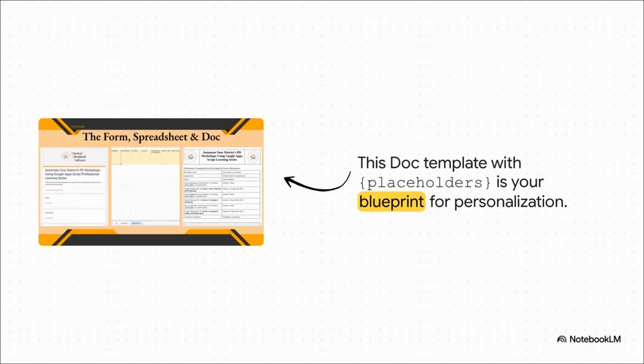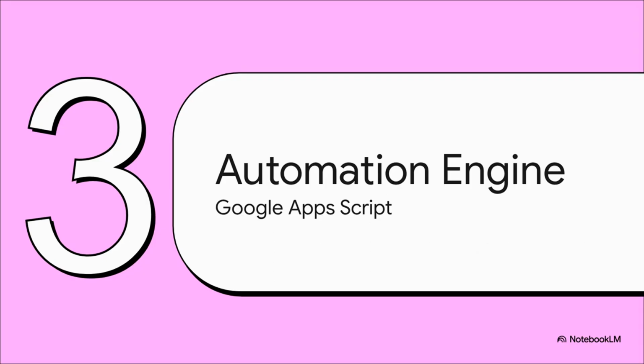And the final piece of the puzzle is this, a Google Doc that's going to act as our template. And the real key here, the secret sauce, are these little placeholders you see, the words surrounded by curly braces. These are like little magic markers that tell our automation exactly where to pop in each person's unique info. Okay, so we've got the form, we've got the sheet, and we've got the doc template, but how do we get them to talk to each other automatically?